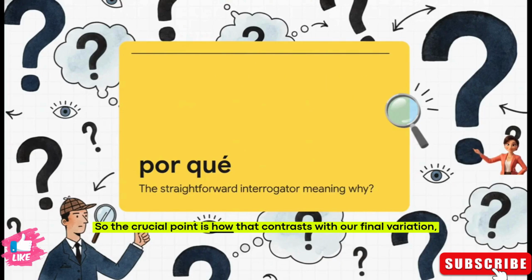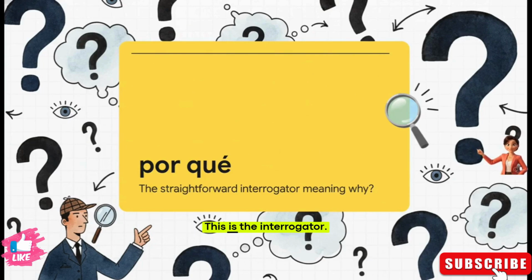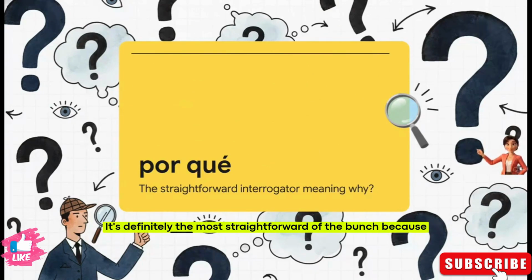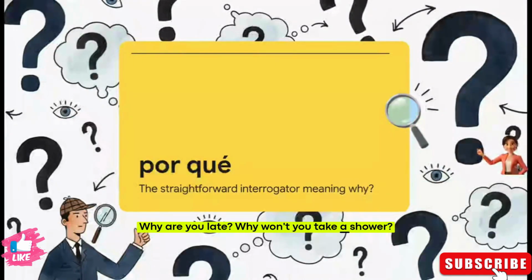So the crucial point is how that contrasts with our final variation, por qué, written with a space and an accent. This is the interrogator. It's definitely the most straightforward of the bunch because it translates directly to the simple English question, why? You're starting a sentence and asking a direct, literal question. Why are you late? Why won't you take a shower?